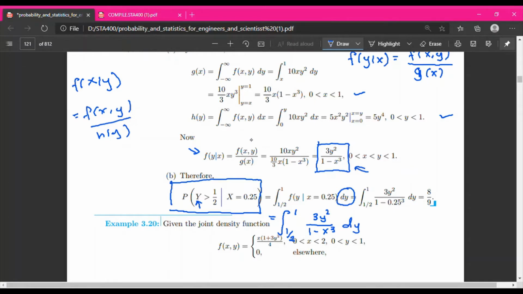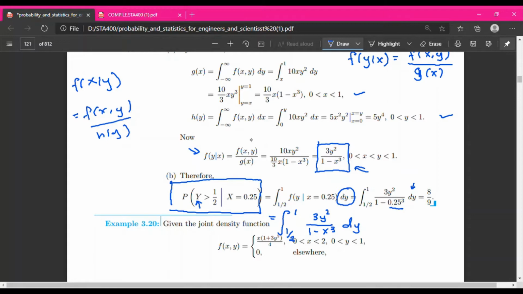Then it gives x equal to 0.25. Because of that, you have to substitute x here with 0.25, and only then integrate. Substitute x equal to 0.25 first, then you integrate with respect to y. Only then can you integrate with respect to y to get the probability. Otherwise, it will be in terms of x. You want to integrate with respect to y.